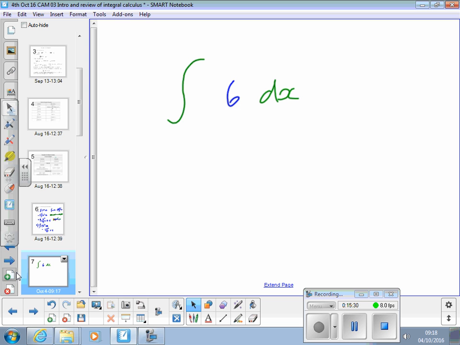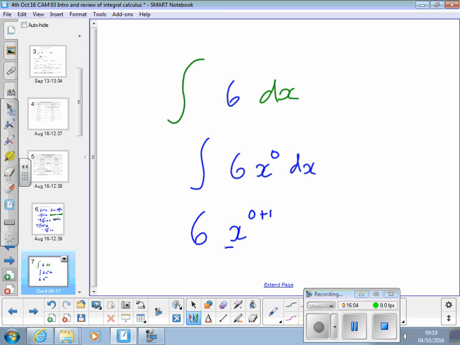Yeah, are you saying we can consider that this is the integral of 6x to the 0 dx? Well done. Because x to the 0 is 1, that is still the same. But if you integrate a constant, x has got to come back, and it will, because we'll write that out as 6 times x to the power of 0 plus 1 over 0 plus 1.